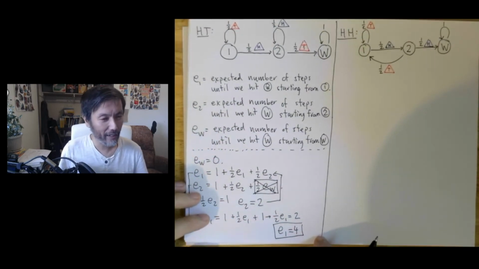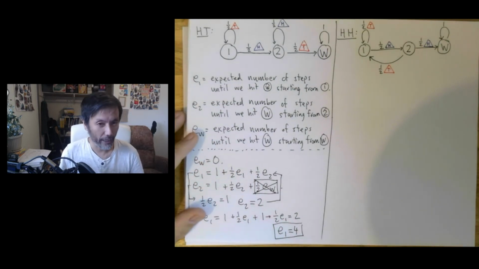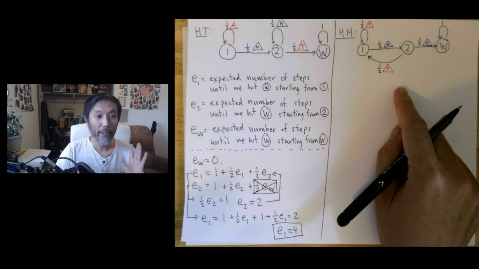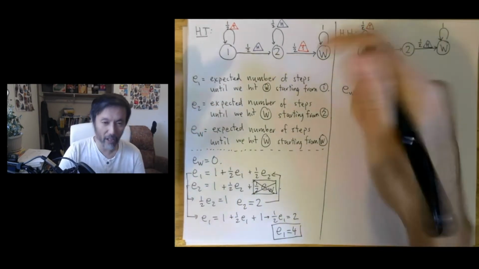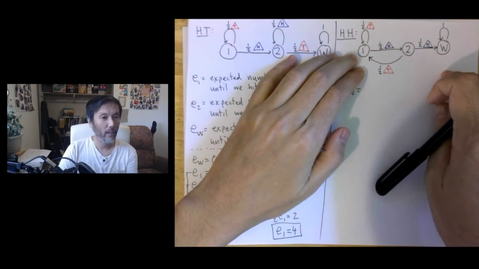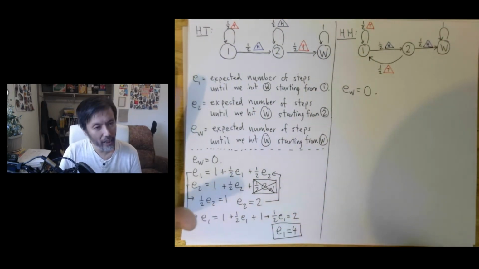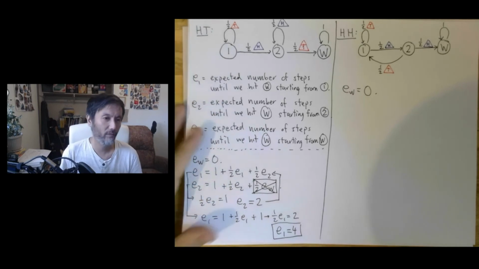So the mathematics and the empirical observation agree. Let's play the same game here. This is a fun game, okay? Again, all the same definitions hold for this Markov chain as well. EW is still 0, right? If we're in W, how many steps does it take to hit W? 0, because we're in W.